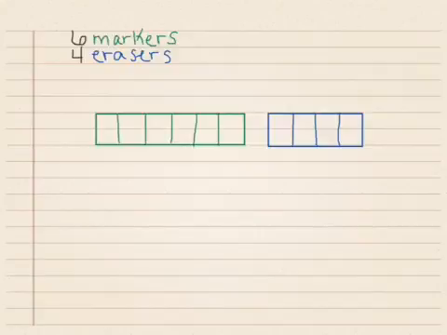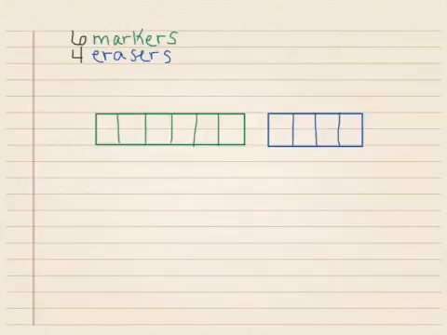So let's say that I have 6 markers and 4 erasers. What I want to do is see how many people I would be able to split 6 markers and 4 erasers with equally, so that everybody ends up with the same amount. Can I split that between 2 people, 3 people, 4 people, 5 people, 6 people, and so on and so forth?